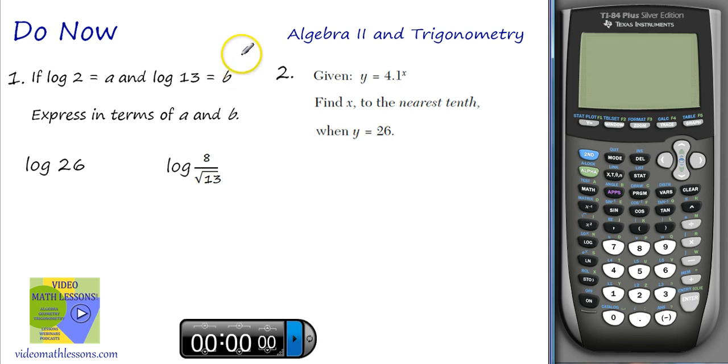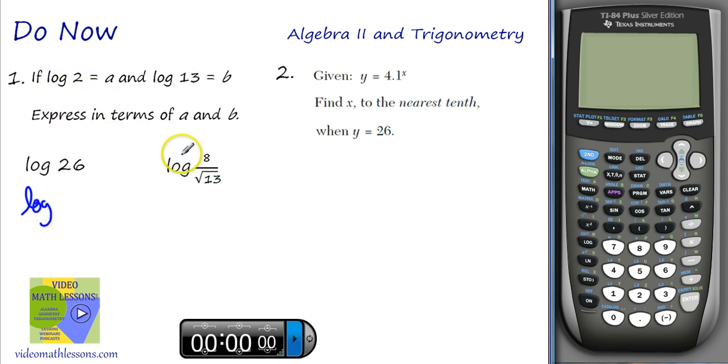All right, now this first question has two parts. And they give us a definition. Log of 2 is A, log 13 is B. And then they want us to express in terms of A and B. Some students have difficulty with this, so we're going to go through it nice and easy. So if the first one, I want to change it to 2's and 13's.